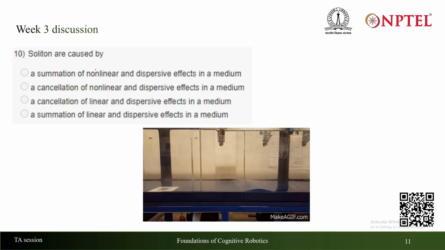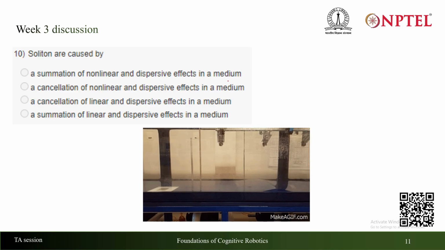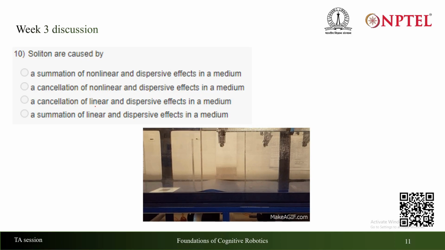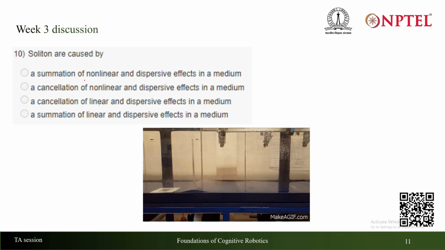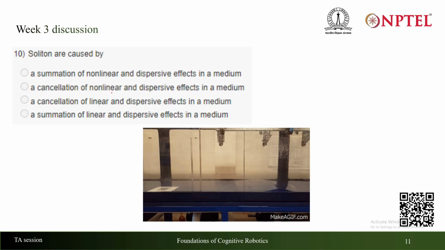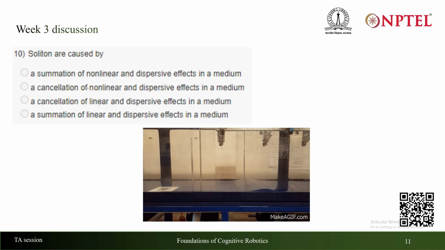Moving on to the final question. Solitons are caused by, so there are 4 options: a summation of nonlinear and dispersive effects in a medium, cancellations of nonlinear and dispersive effects of a medium, cancellations of linear dispersive effects in a medium, and summations of linear and dispersive effects in a medium. If you see, there are 2 summations and 2 cancellations. If you consider summation, a summation will always lead to more noise in the wave that is generated. So the answer will not be a summation but a cancellation.